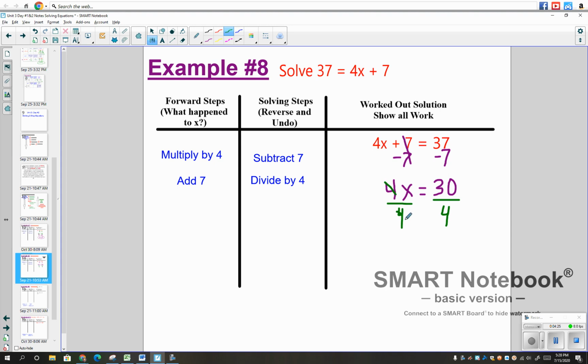The x's will cancel out. 30 divided by 4 is 7.5. So I'm going to write it as a decimal of 7.5.